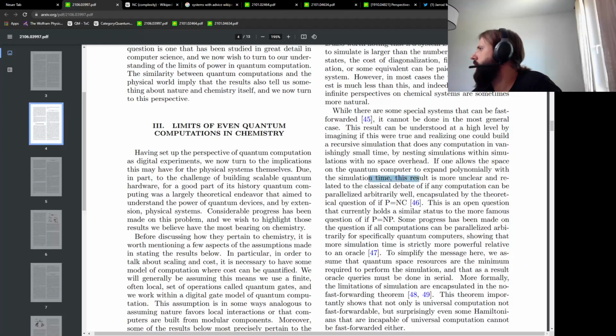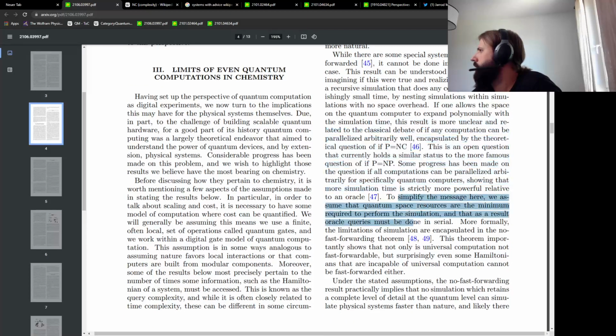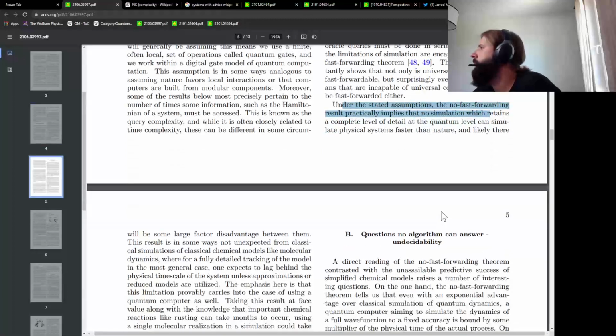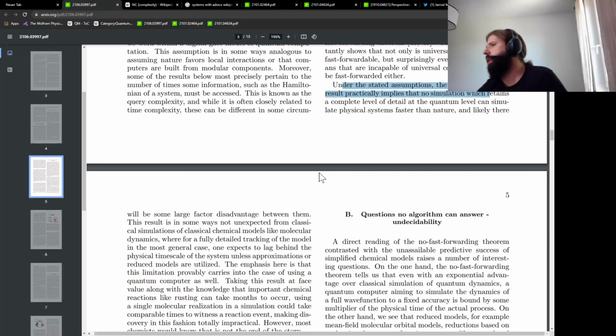Polynomially with the simulation time, this result is more unclear. The assumption of no fast forwarding practically implies that no simulation which retains a complete level of detail at the quantum level can simulate physical systems faster than nature. It's kind of an obvious restriction in a sense, like we are part of nature as well. So what we're building is natural in a way.